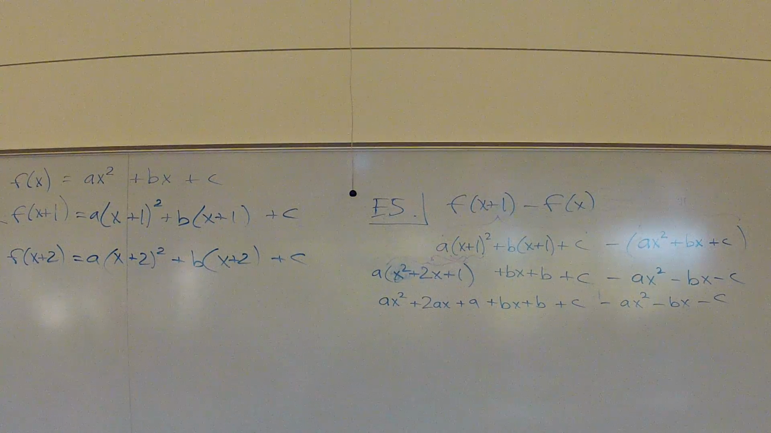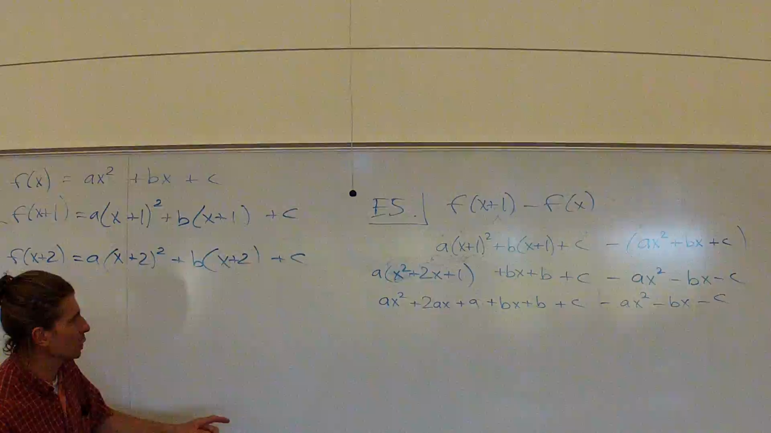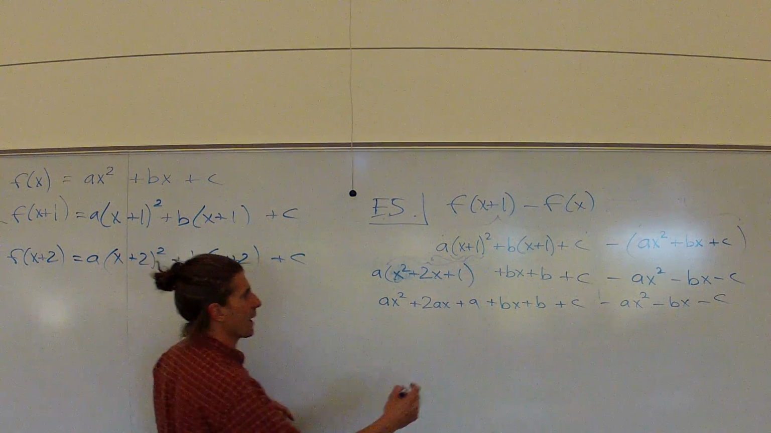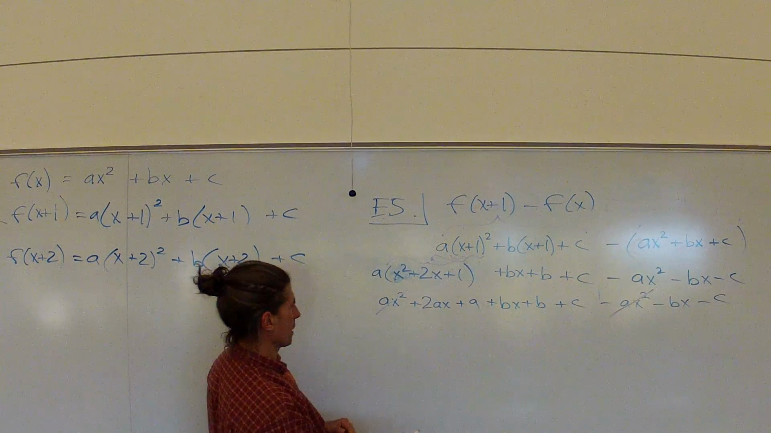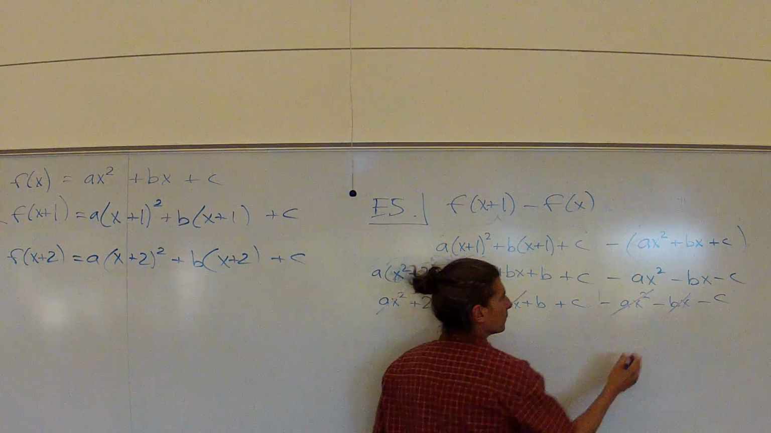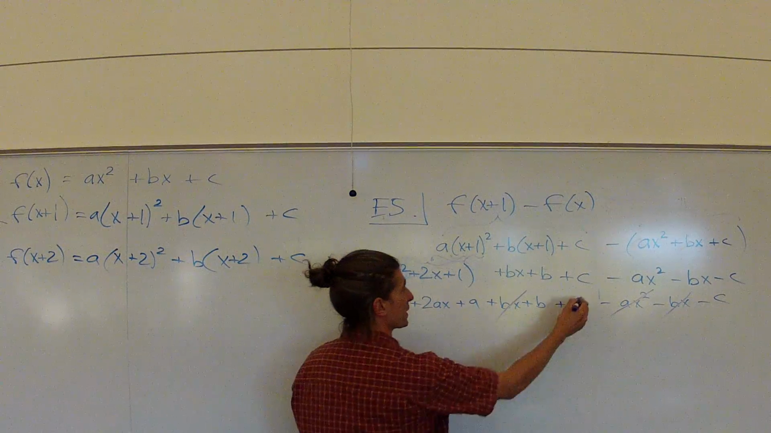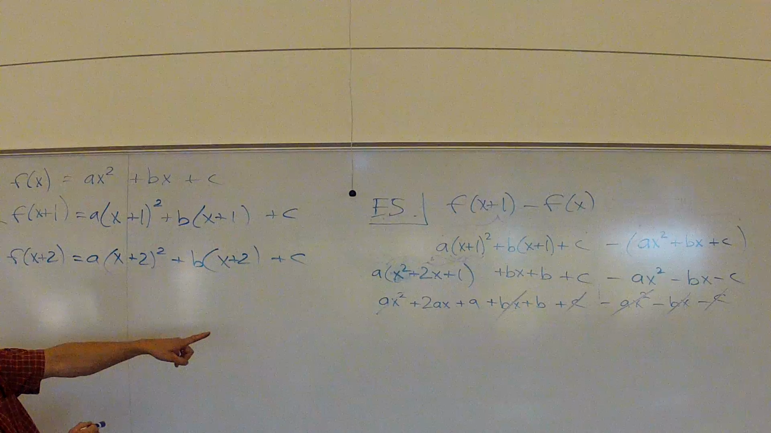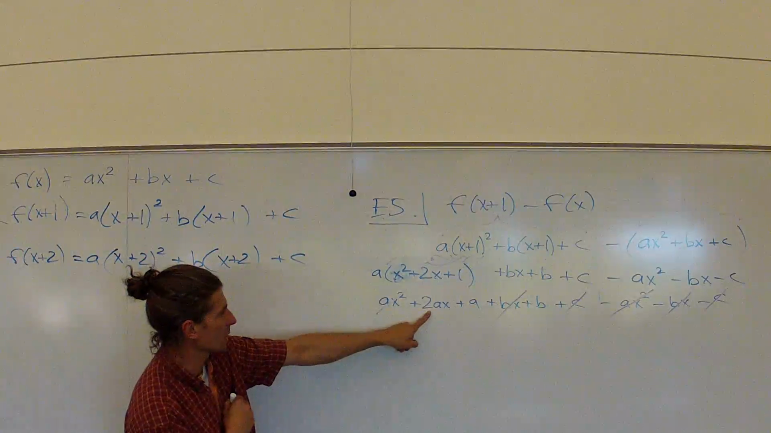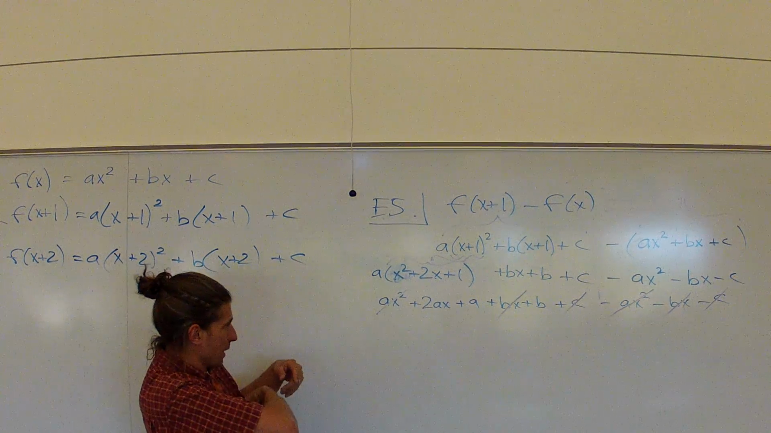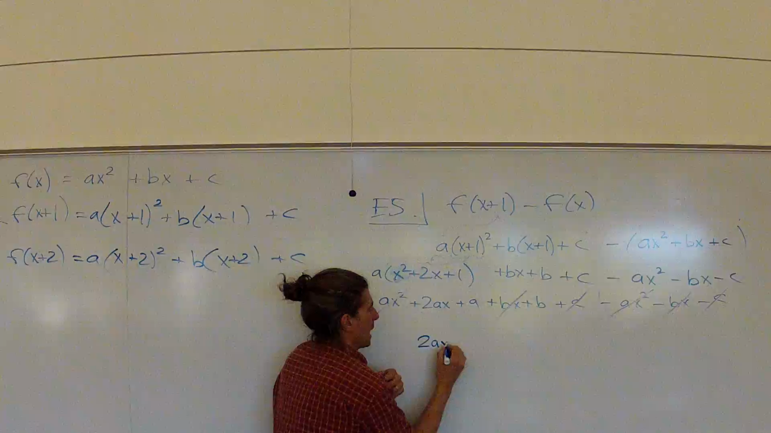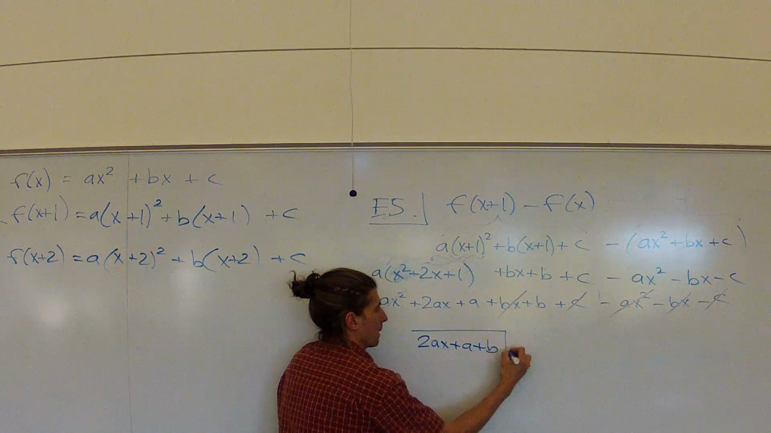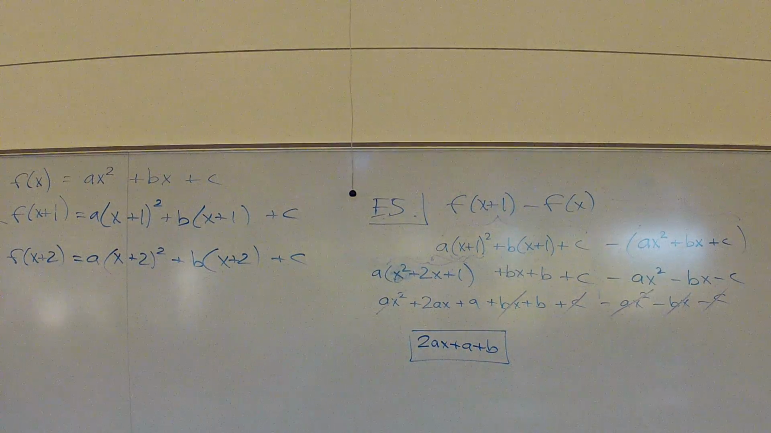But thankfully, some of this stuff will cancel out, right? Some of this stuff will go away. What goes away in particular? It looks like, yeah, that guy over there, that guy right there, this guy here, yes? And the c, and that guy right there. And I think, how about that a? Does that a stay? a stays, 2ax stays? b stays? Okay, I think we're there. We've got 2ax plus a plus b.